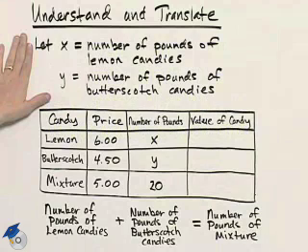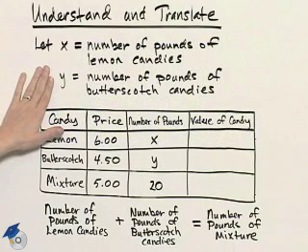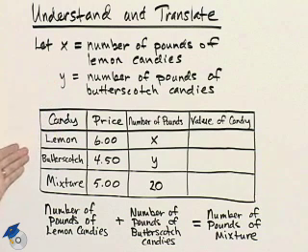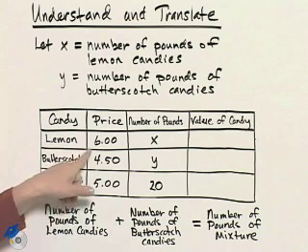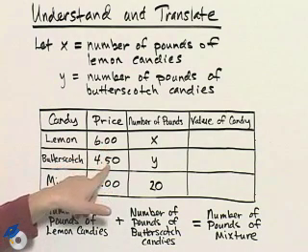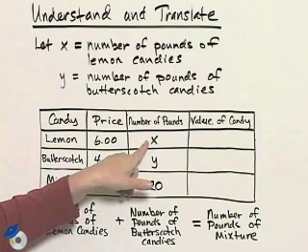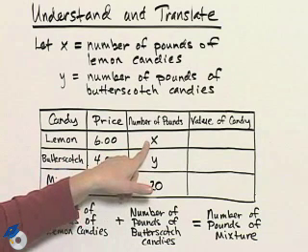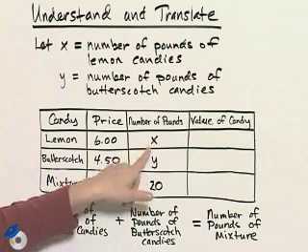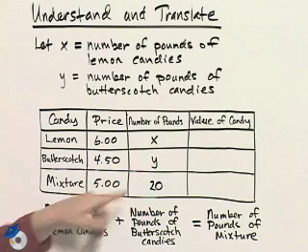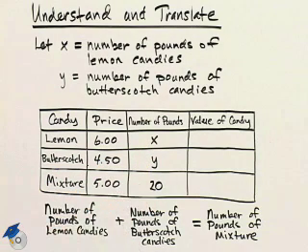We're going to let x equal the number of pounds of lemon candies. We're going to let y equal the number of pounds of butterscotch candies. And we know that using a table to organize our information is a good strategy. So we have the given information, the price per pound for each, including the mixture, and then the number of pounds. We know that x represents the number of pounds of lemon candies, y is the number of pounds of butterscotch candies, and it was given in the problem that the mixture is 20 pounds.